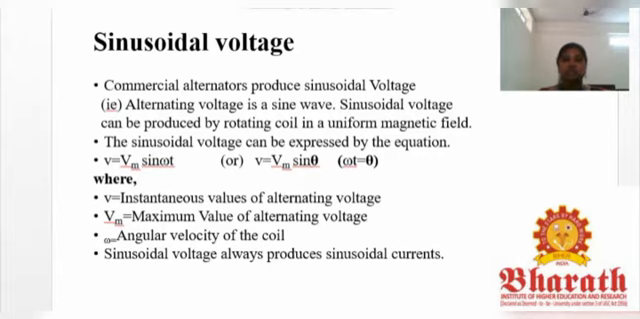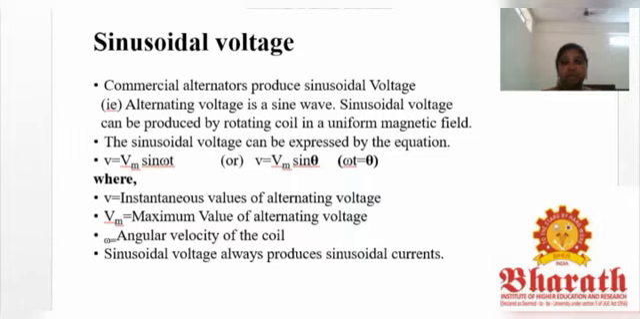Sinusoidal voltage, normally we generate from an alternator. Commercially we generate this voltage from an alternator. How do we generate a voltage? We have two magnets, one with a north pole and another with a south pole. In between the two magnets we keep a rectangular or conducting coil. This coil experiences a magnetic force from the magnets. So we give a force.